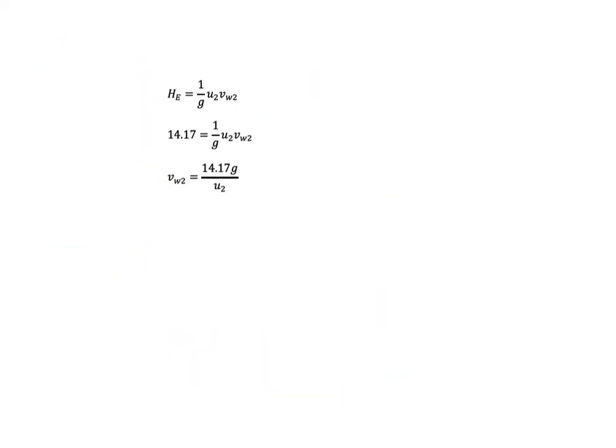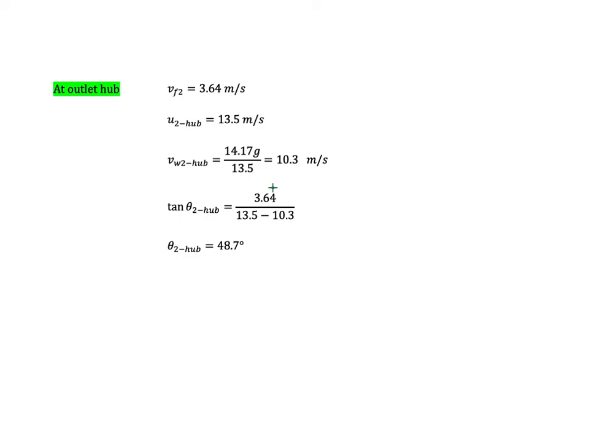From this equation, we can calculate Vw2 as 14.17 times gravity divided by U2. Then we can calculate the value of Vf at the outlet. This is the Vf at outlet. This is the tangential velocity at the hub, and this is Vw2 for the hub at the outlet. Then we can calculate the angle here as 48.7 degrees.